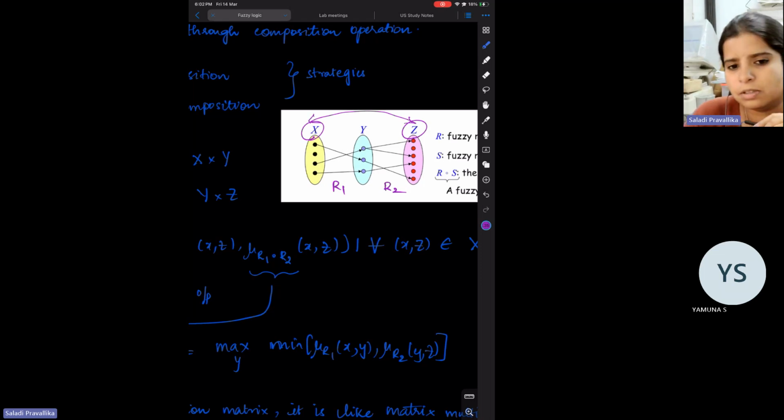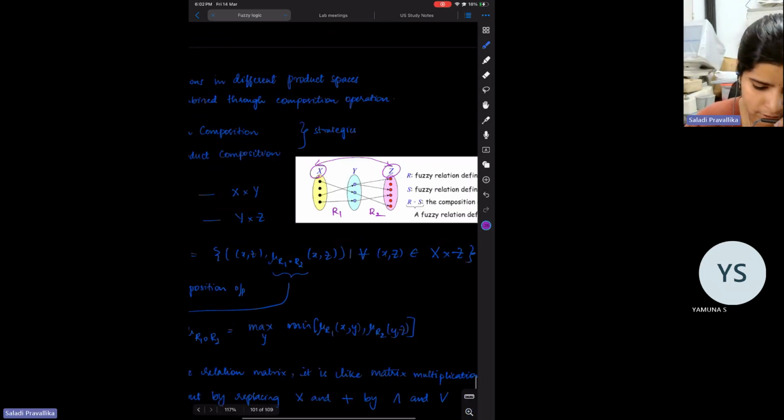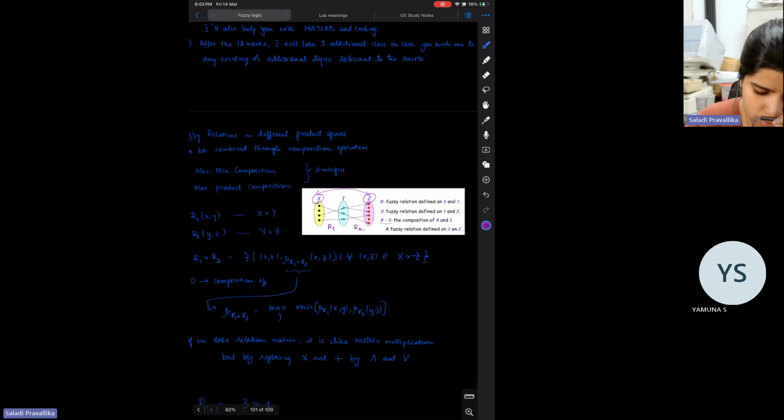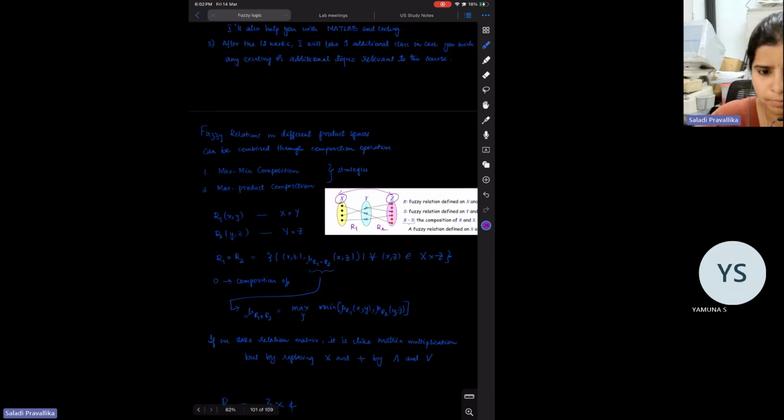To calculate the relation between two spaces when another space is also involved in this way, how do you do it? For that, we follow two different types of strategies. One is max-min composition, another one is max product composition.